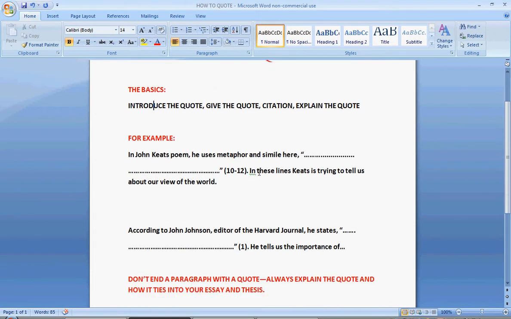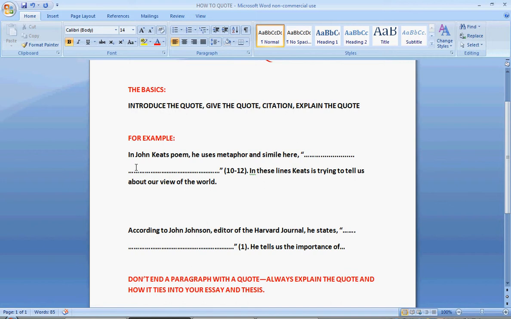So for example here, "In John Keats' poem" is the introduction. "He uses metaphor and simile here," comma. You give the quote, put the quotation marks. Then this is what we call the citation, right here at the end, and then you explain the quote, which is right here. So introduce the quote, give the quote here, citation here, and then this is explaining the quote. Again, almost like a math formula, those are the four steps that you're going to do.